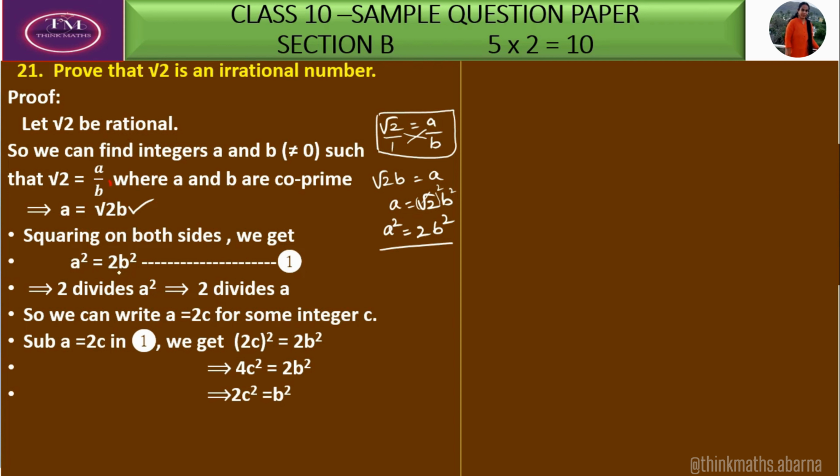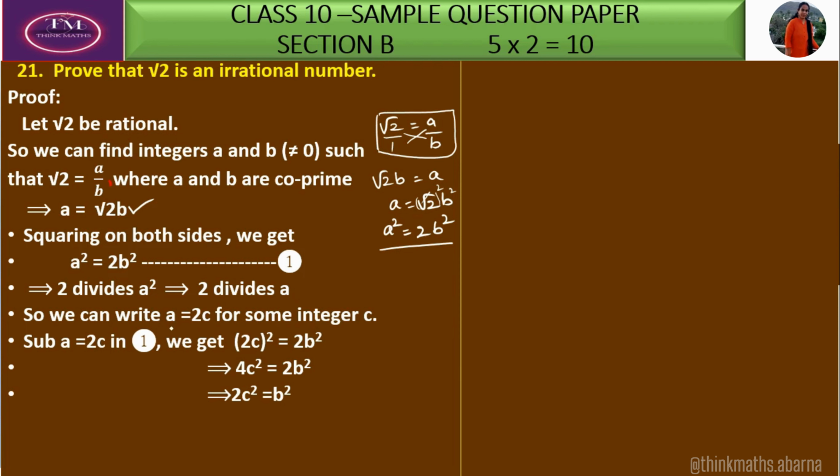This means 2 divides a square, because a square is a product of 2. A square can be written as a product of 2, meaning in a square we have the number 2, so this 2 will divide a square. We already know that if 2 divides a square, then 2 divides a, as we already proved. If 2 is dividing a, then a is a multiple of 2, so we can write a is equal to 2c for some integer c.